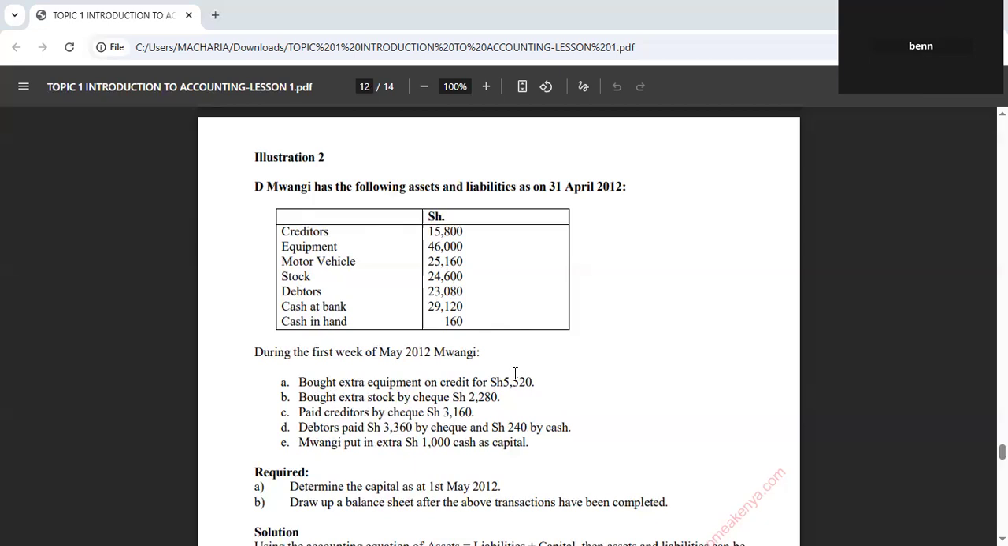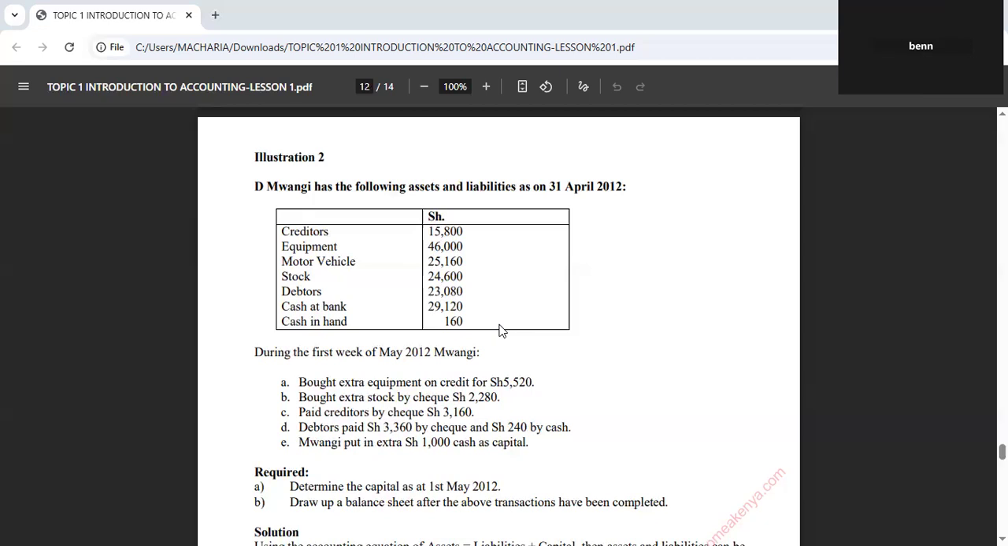Asset will increase and creditors will increase. Bought extra stock by check. Stock will increase, bank will decrease. All of them are assets. Paid creditors by check. Creditors will decrease, bank will decrease.